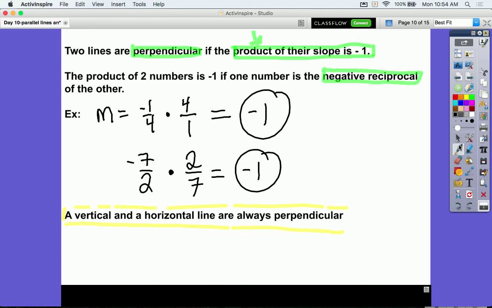So if I have an equation like x equals -1 and an equation like y equals 3, I know that x equals -1 is going to look something like that. Y equals 3 is going to look something like that. Of course, they're going to form a right angle. So these will be perpendicular.